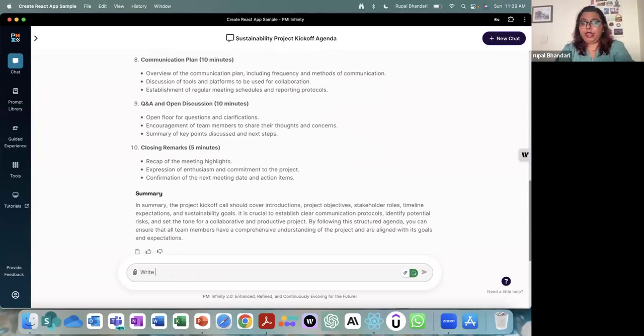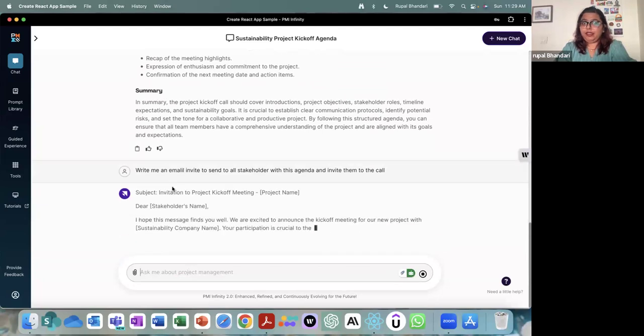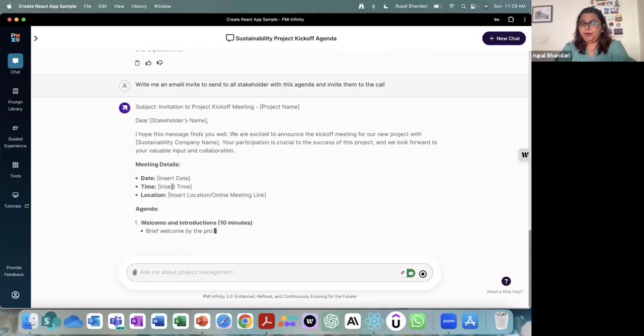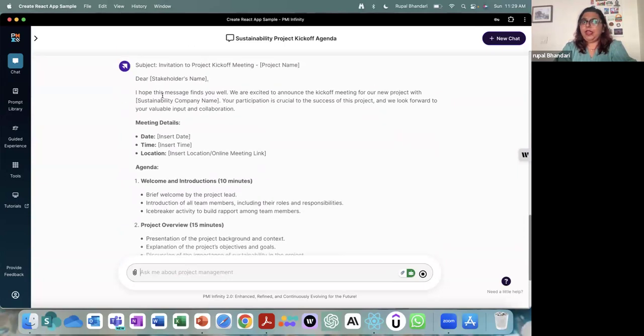Now, I'm going to ask it to write me an email invite to send to all stakeholders with the agenda and invite them to the call. Okay, so it's going to take a few seconds like any tool does, and it's going to write this email. It's going to put the agenda in there. It says, hey, I hope this message finds you well. We're excited to announce the kickoff meeting for a new project. Your participation is crucial, yada, yada, yada.